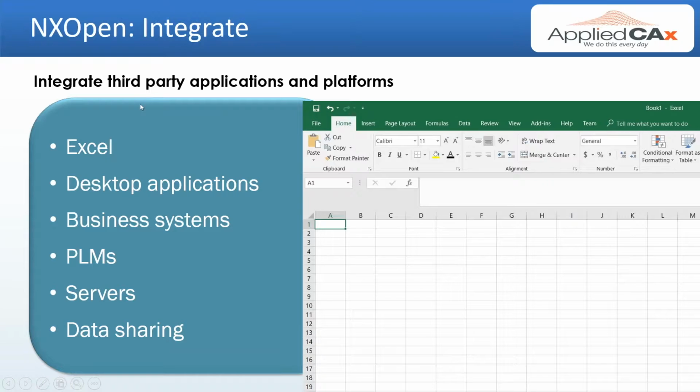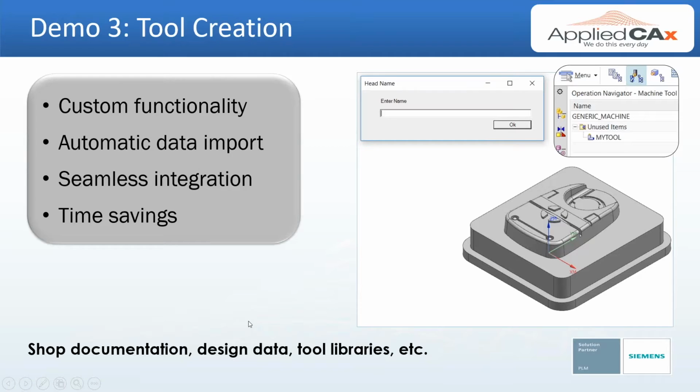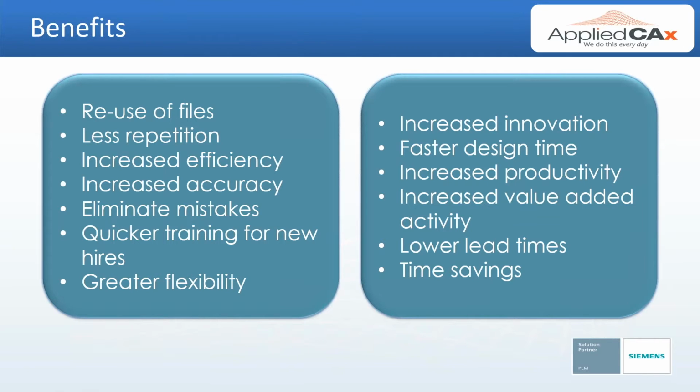So other examples of systems that can be integrated with NX through NXOpen are additional desktop applications, your business systems, PLMs, servers, other data sharing. So what we saw in that example was, again, custom functionality with a custom dialog box, a custom routine. We saw data automatically imported into the NX object, seamless integration with the SQL database, and time saving for the company and the user.